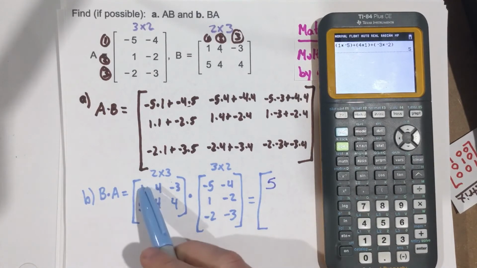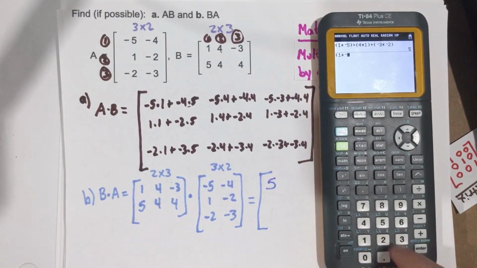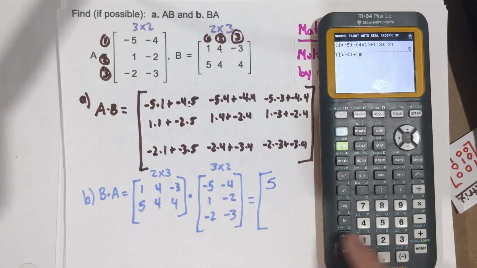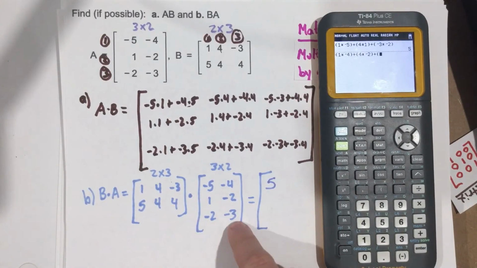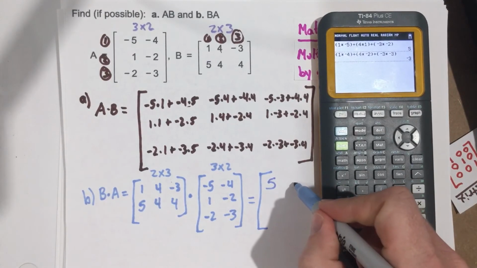Now we're going to take this row times this column. So we do parenthesis 1 times negative 4 plus 4 times negative 2 plus negative 3 times negative 3, enter. We get negative 3 here.